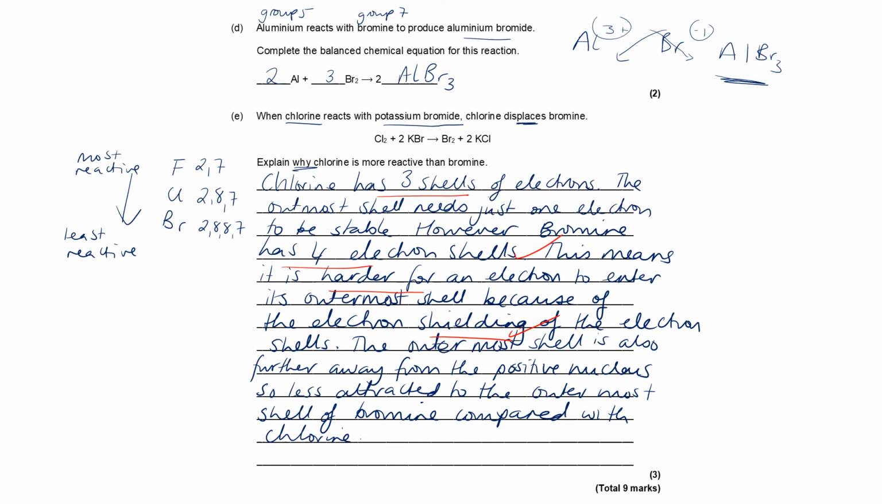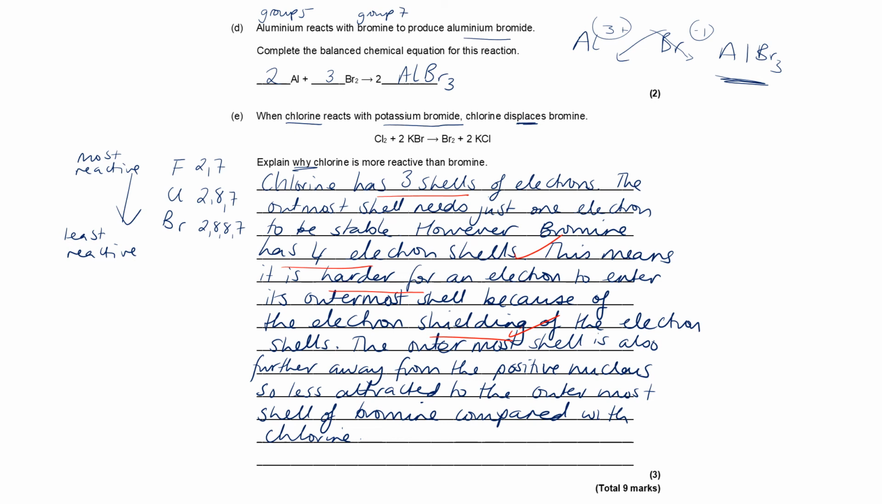And when I've checked the mark scheme, I'm getting marks for the fact that I recognize that chlorine has less shells than bromine, or has a smaller diameter, if you like. That it's harder for an electron to enter the outermost shell, and I've mentioned electron shielding for the 3 marks.